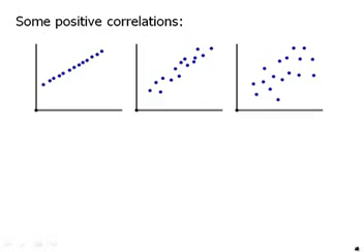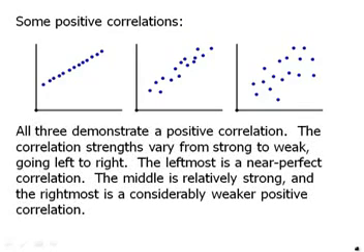So here are some positive correlations. All 3 of these demonstrate a positive correlation. The correlation strength varies from strong to weak, going left to right. The leftmost is near perfect, so a straight line, all the points lying on a single straight line, that would be a perfect correlation.